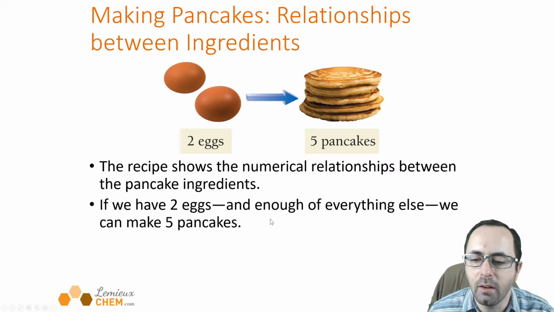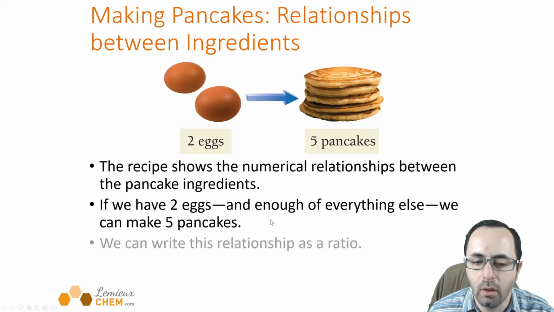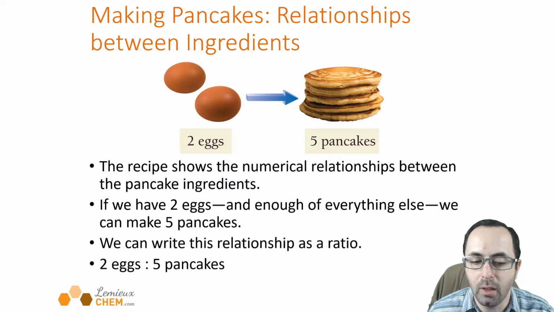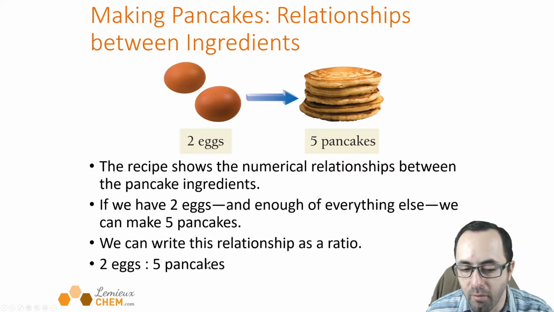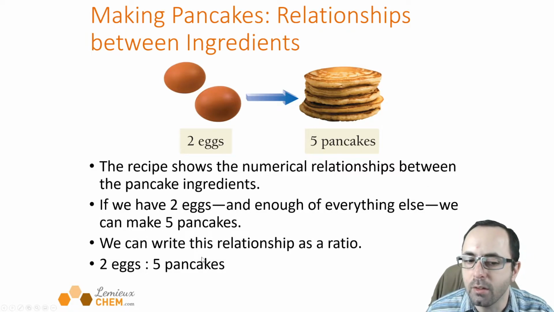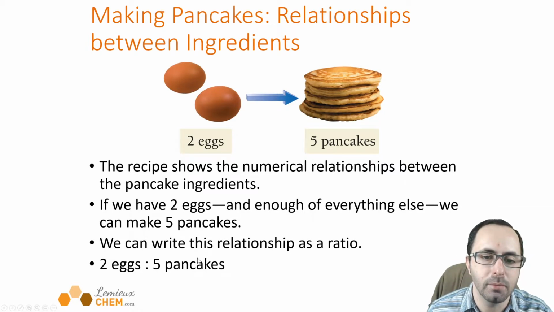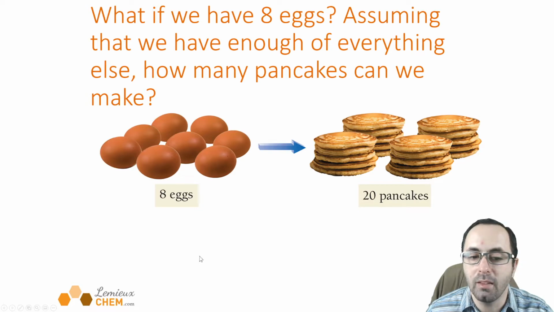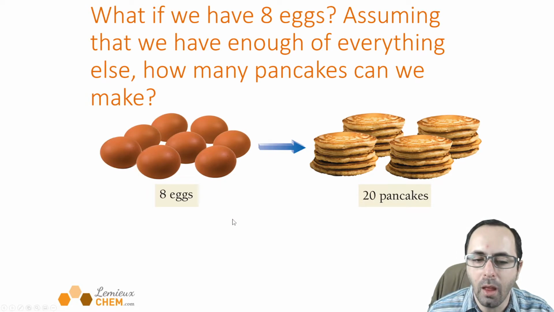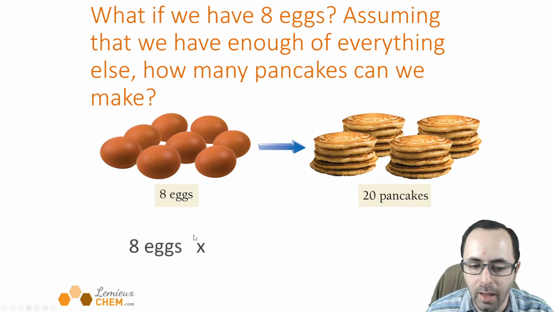It shows a numerical relationship between the pancake ingredients. If we have 2 eggs and enough of everything else, we can make 5 pancakes. And this is the relationship: 2 eggs equals 5 pancakes, or 2 eggs per 5 pancakes. That is a conversion factor that we can use to convert between how many eggs and how many pancakes. So let's say we have 8 eggs. We want to know how many pancakes. Well, we'll use that ratio. We start with our 8 eggs.